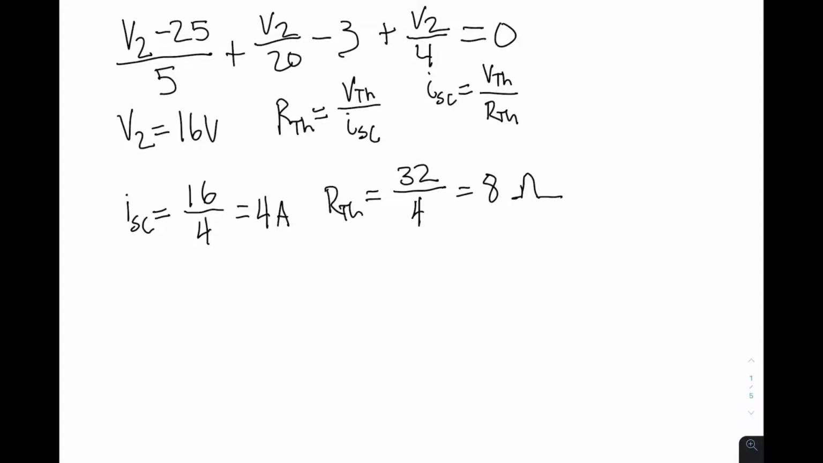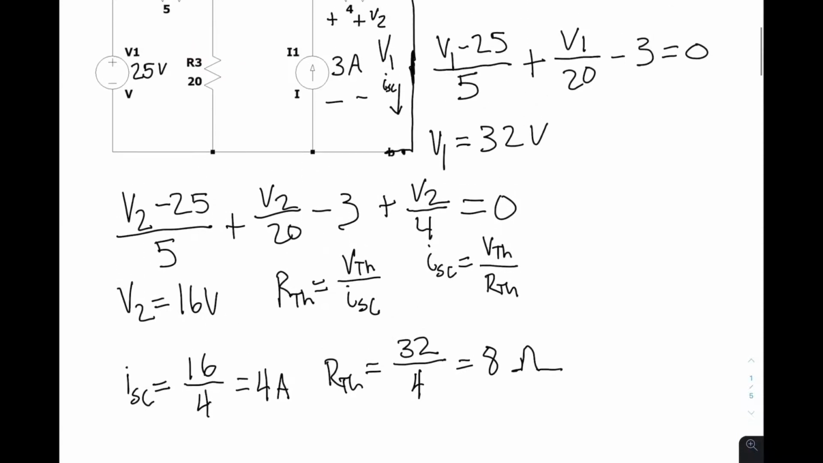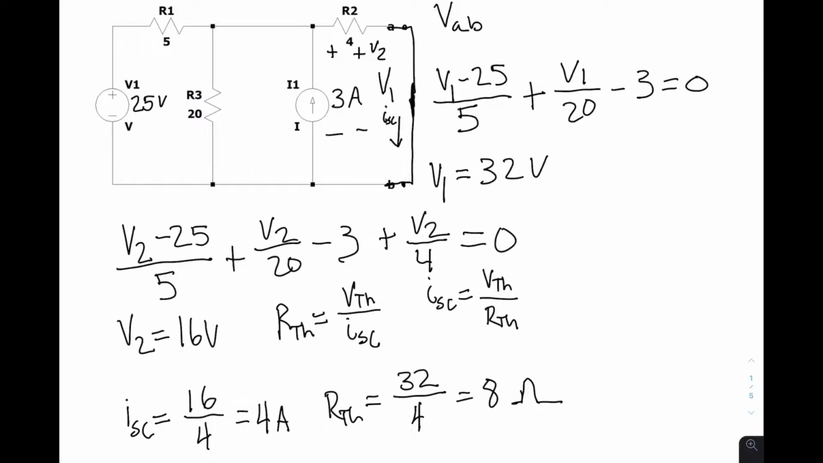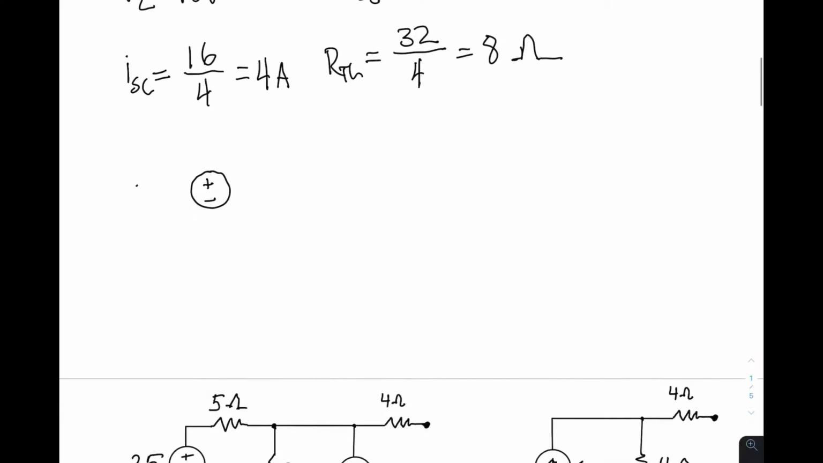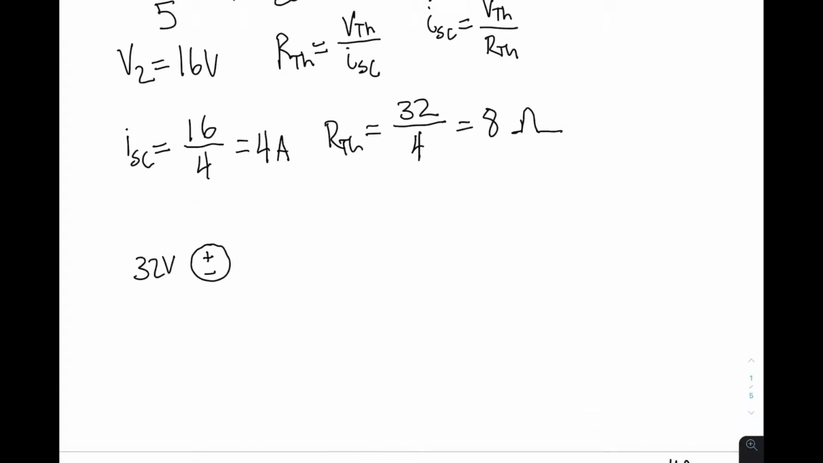So now if we want to redraw our circuit in the Thevenin equivalent, we would have our 32 volt source with our 8 ohm Thevenin resistance, the terminals A and B. So to check our answer, we can do some source transformations instead of doing the Thevenin equivalent to see if we can get the same answer.